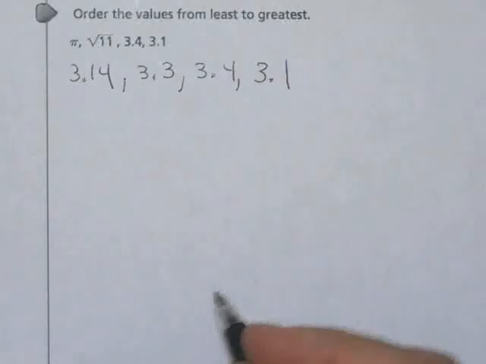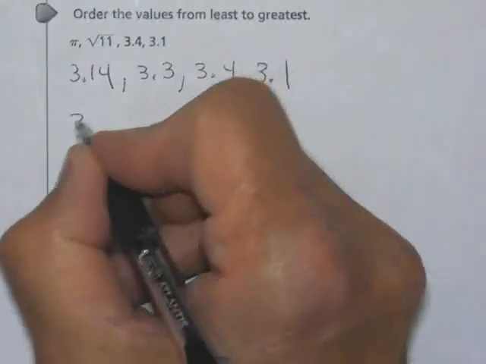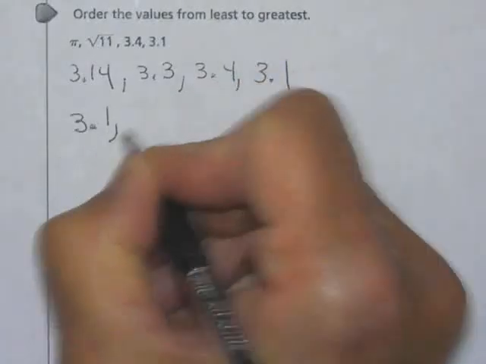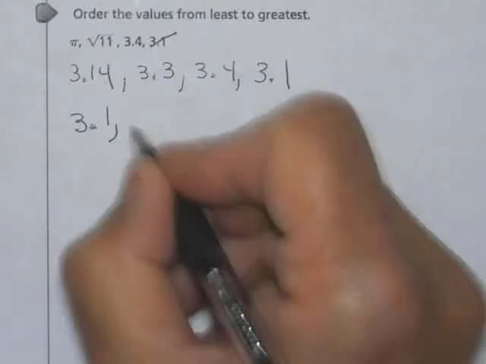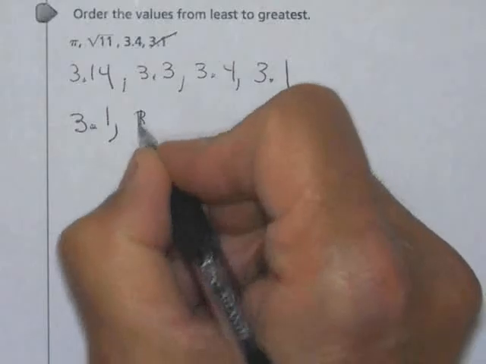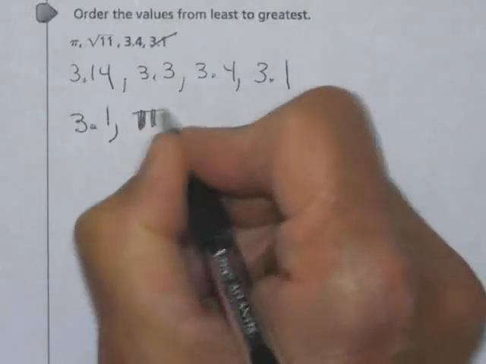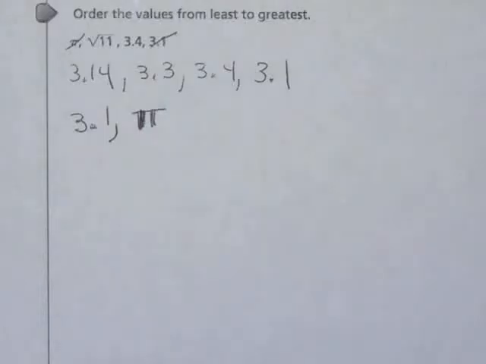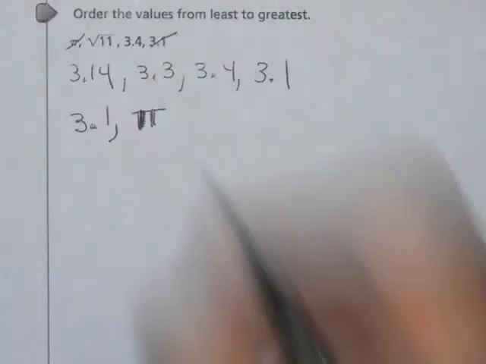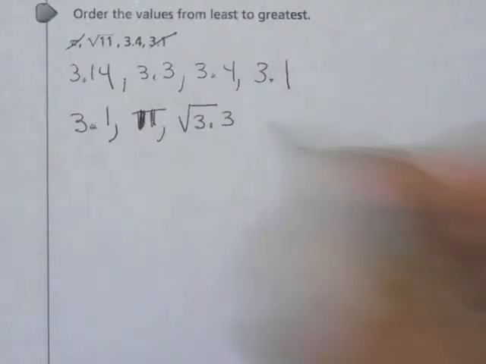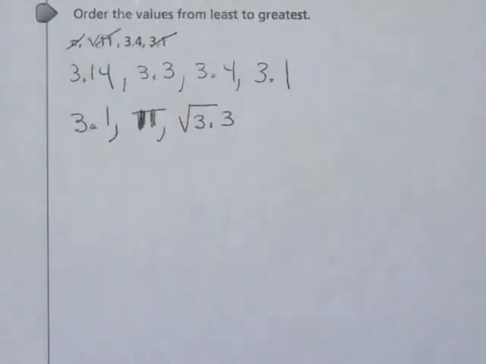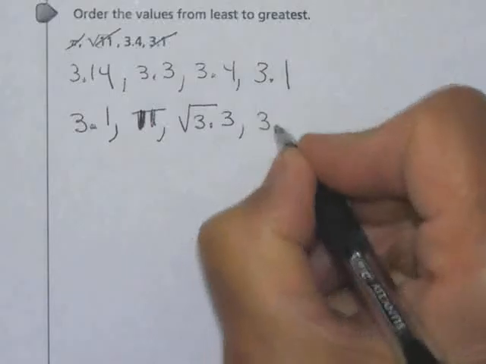So our solution for this would then be 3.1, that's our first one. Cross that out so you know we have it. What do we got next? We have pi, which would be 3.14. So actually, I'm just going to write the symbol for pi. Okay, that goes. And then we would have the square root of 11, which is 3.3. And that means that what we're left with, the largest, of course, is 3.4.